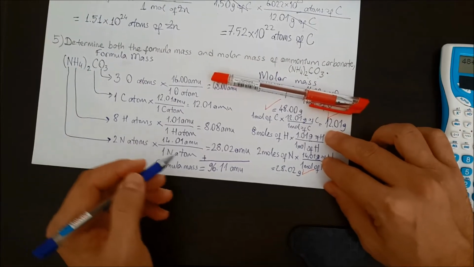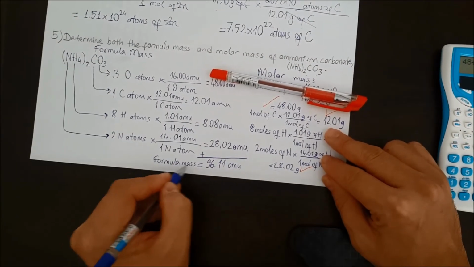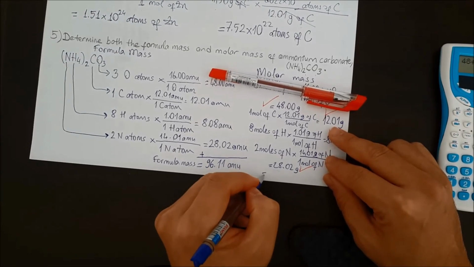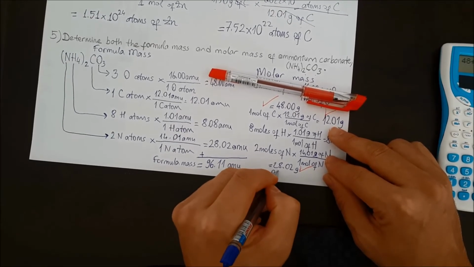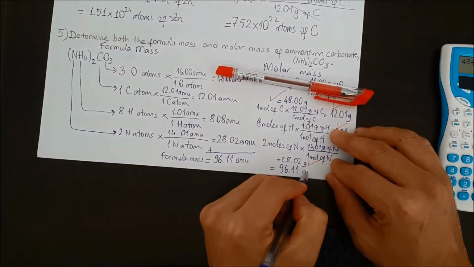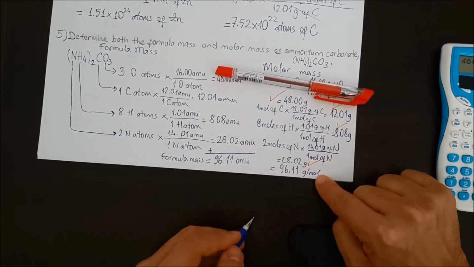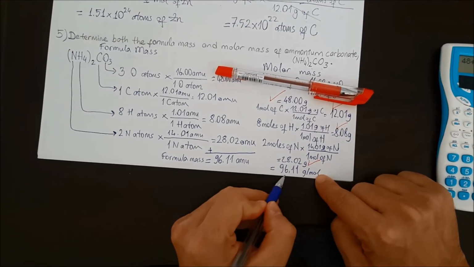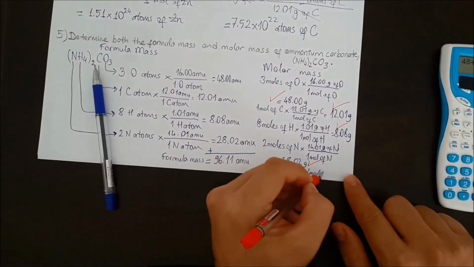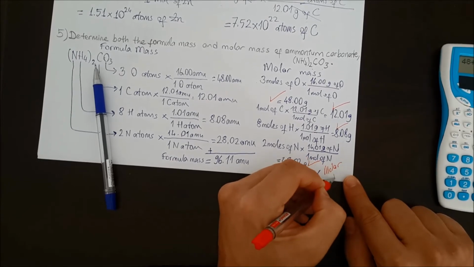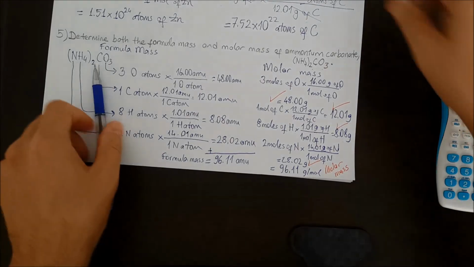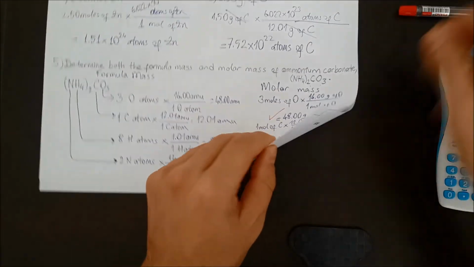So as I told you in the beginning of this solution, formula mass and molar mass are numerically equal to each other. So this summation will give us 96.11, but the unit of molar mass is gram per mole. 1 mole of this compound makes 96.11 grams. So this is the molar mass of our compound. Okay.